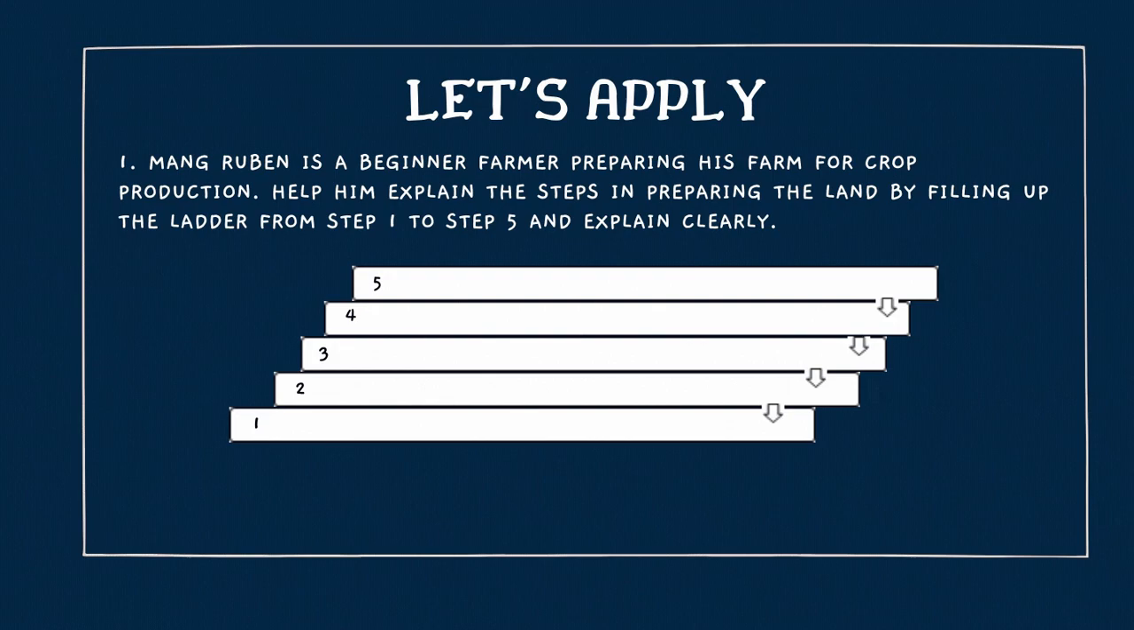Let's apply. Mang Ruben is a beginner farmer preparing his farm for crop production. Help him explain the steps in preparing the land by filling up the ladder form step 1 to step 5 and explain clearly.